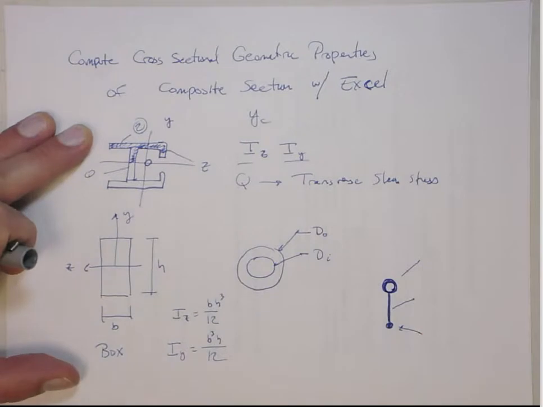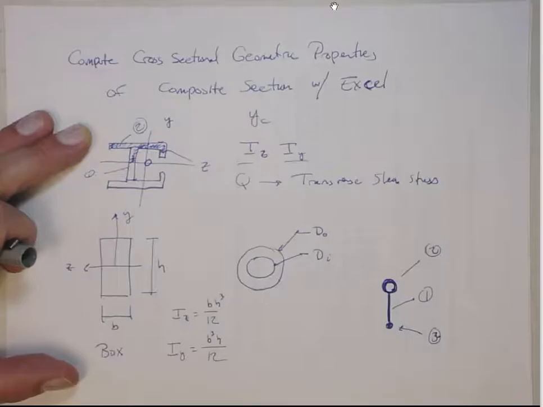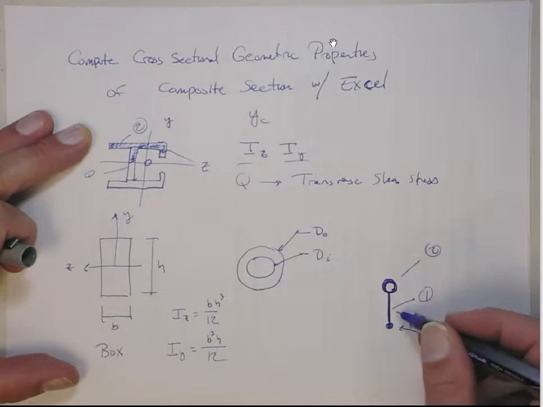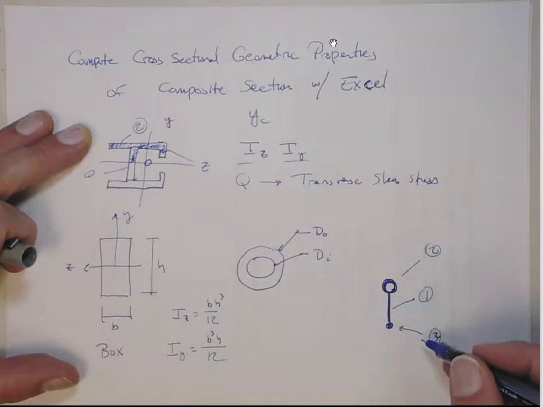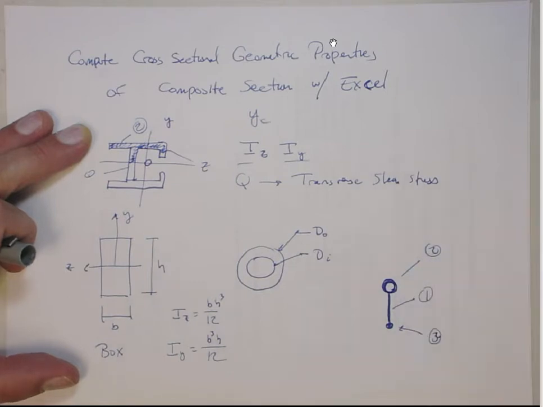I forget which I call what. Let's see what I call what. Shape 1 is the web. I know you can't see this, I'm writing it down. So I'm calling the web section 1, the bottom solid tube section 3, and the top hollow tube section 2. All right, so that would be the example that I'm showing here.